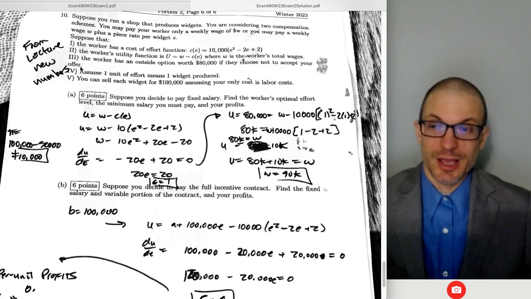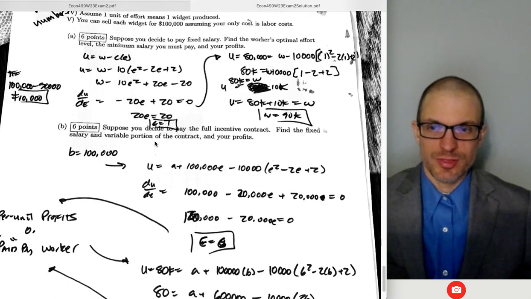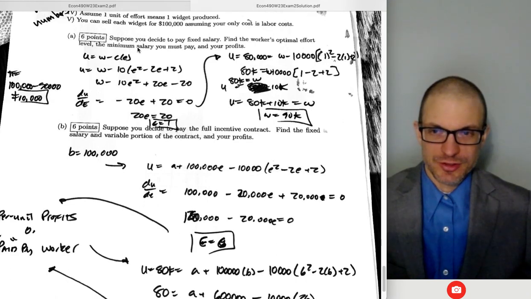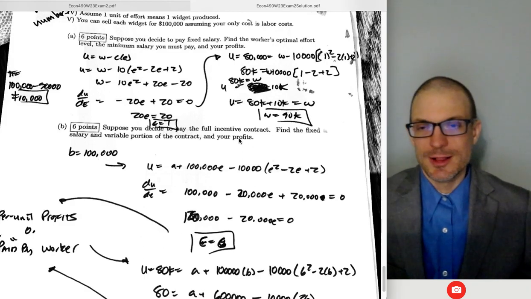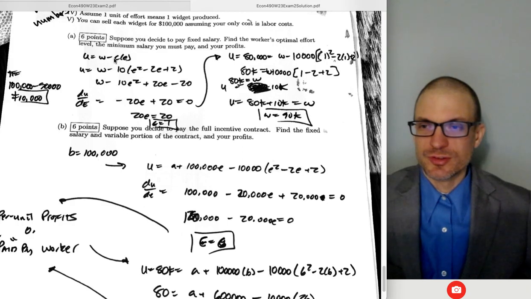This is the one from lecture with new numbers. I made it widgets instead of sales, right? And then I made this 80,000 instead of 50,000. And so you know, kind of without doing any work, that the fixed salary effort is 1, and for the full incentive, we're going to pay them 100,000 and their effort is going to be 6, if you remember from lecture. And then you have to solve for the remaining things. If not, we'll go through this a little bit more deliberately.